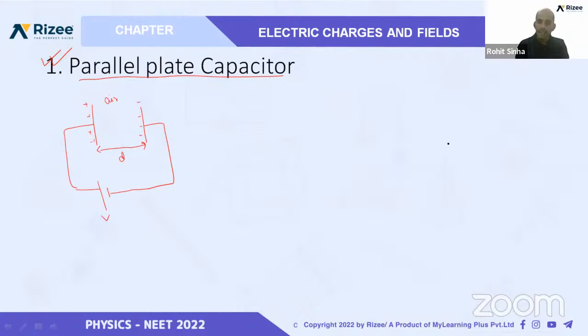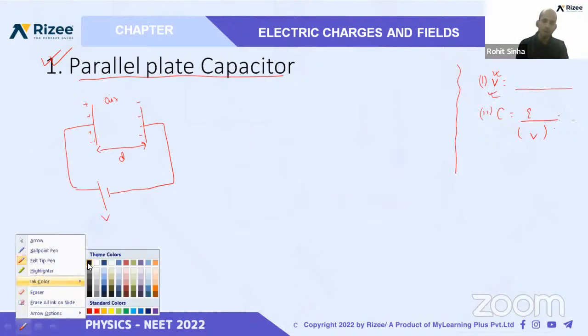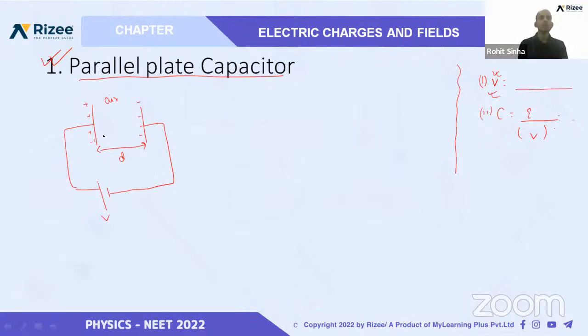To find the capacitance, remember some steps. The first step is to write the value of V, the potential difference. If you know the value of potential difference, in the second step you write C is equal to Q by V, with the value of V obtained from step 1. This is the only step. I will show you in brief a shortcut method of how to write the capacitance.